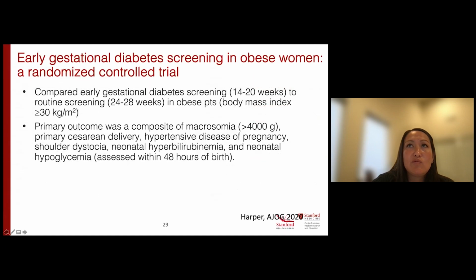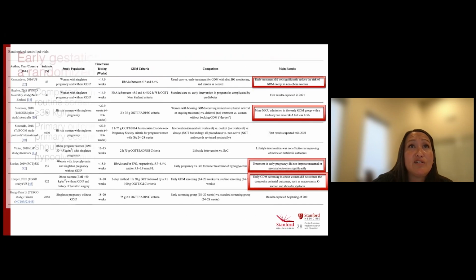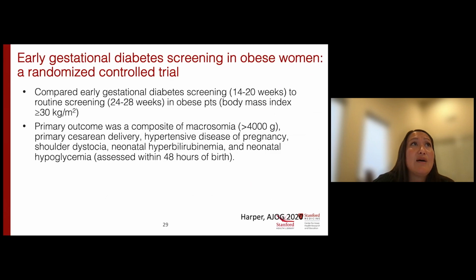So this looks more at the Harper study, because it had quite a few patients, 922 patients. It compared early gestational diabetes screening to routine screening in obese patients. The primary outcome was a composite of macrosomia, primary cesarean delivery, hypertensive disorders of pregnancy, shoulder dystocia, neonatal hyperbilirubinemia, and neonatal hypoglycemia.